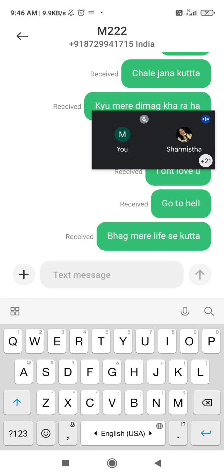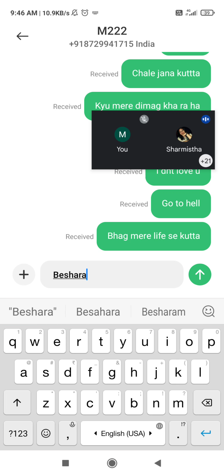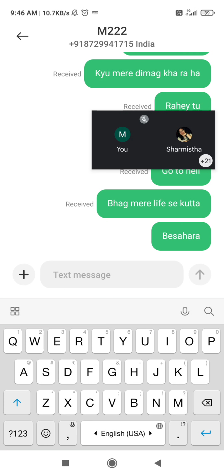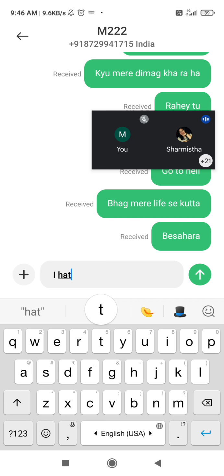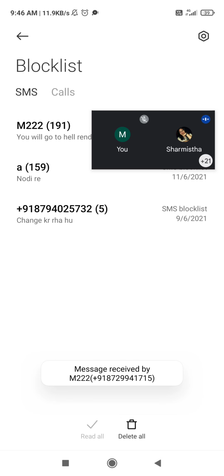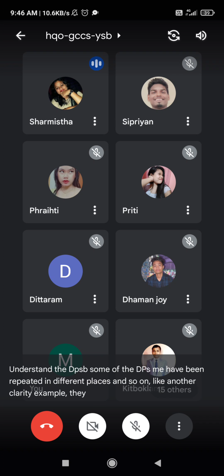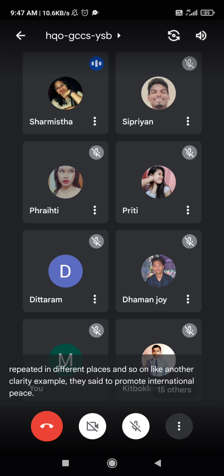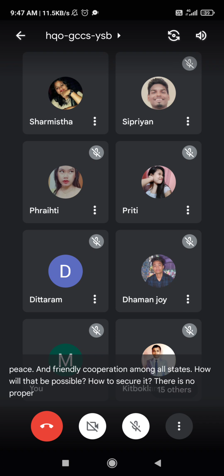Third is they are unsystematic in nature. They are not properly classified and systematically written down. Fourth criticism is that they lack clarity. It's sometimes difficult to understand the DPSP. Some of the DPSP have been repeated in different places. Another clarity example: they say to promote international peace and friendly cooperation among all states. How will that be possible? How to secure it? There is no proper guideline given here.